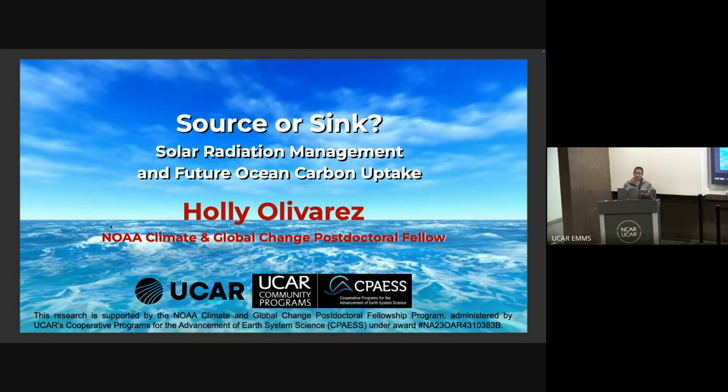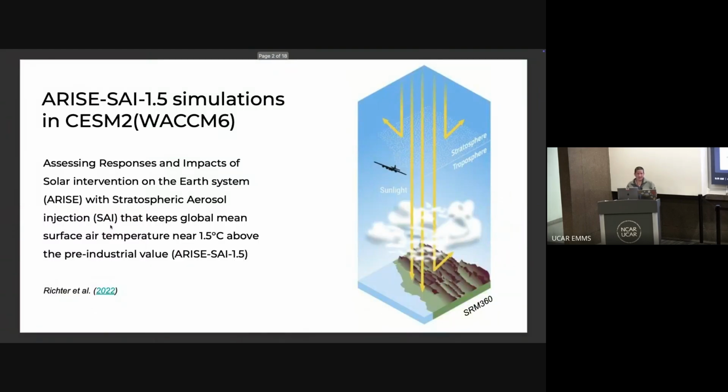So I'm going to talk about solar radiation management and future ocean carbon uptake. The intention behind solar radiation management is to limit the amount of solar radiation reaching Earth's surface while society finds the means to cut CO2 emissions and scrub CO2 from the atmosphere to achieve a more stable climate. Today, I'm going to focus on one proposed strategy that's in the modeling stage. Stratospheric aerosol injection, or SAI, is currently the most popular proposed intervention, and it uses volcanic eruptions as an analog.